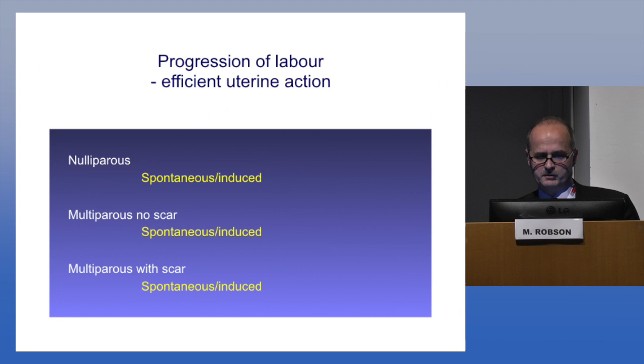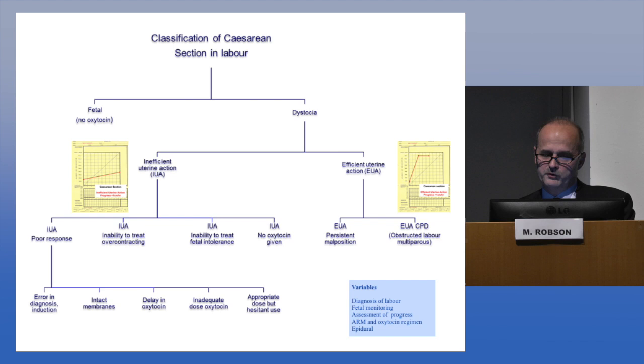And I have shown that in a yellow paragraph: progression of labor and efficient uterine action, in the context of what's normal and abnormal, has to be taken in the concept of whether it's a nullip, a multip with no scar, a multip with a scar, and whether it's spontaneous or induced labor. Whatever our definition of efficient uterine action, and I've given you mine, that's what should be considered in making a decision. Now, last year, and I'm not going to go through this again, we introduced this classification overall for cesarean and labor, and the advantages of dividing into fetal and dystocia and inefficient uterine and efficient uterine action. But today, we're going to look more closely at the second stage of labor.